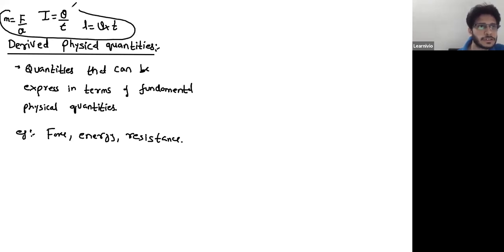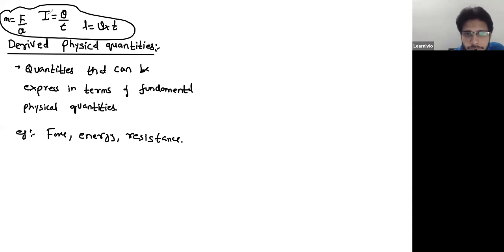So these quantities are not fundamental due to any formula. These are fundamental by the way they are measured. The way we measure these quantities will decide whether these quantities are fundamental or not. So when we experimentally measure mass or current or length, then that measurement will decide.